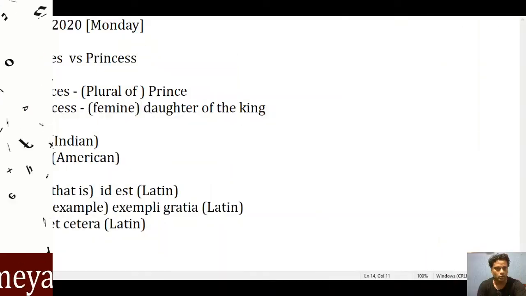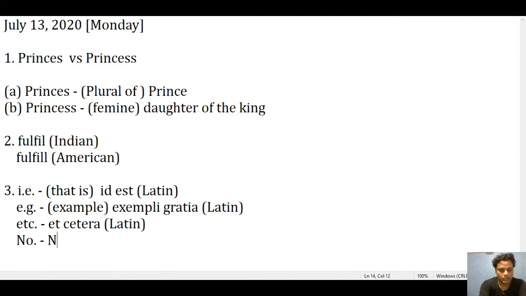Let me take you to the notepad. So actually you say it as number, but the Latin word for that is numero. Guys, it is numero. That's why you write it as N-O.